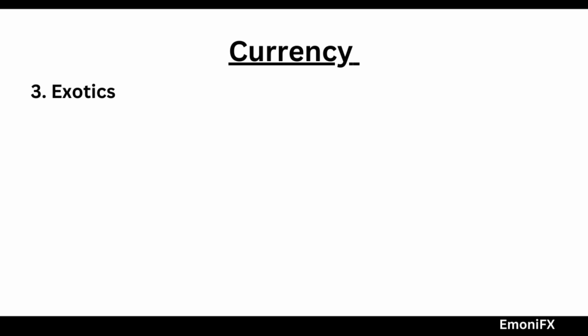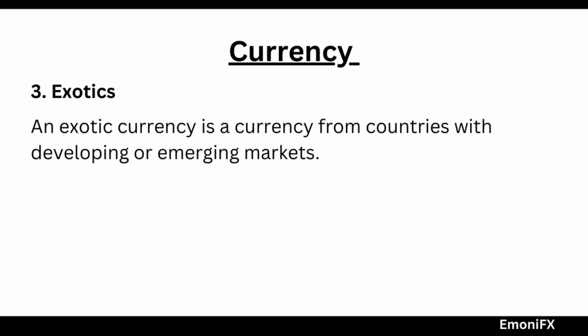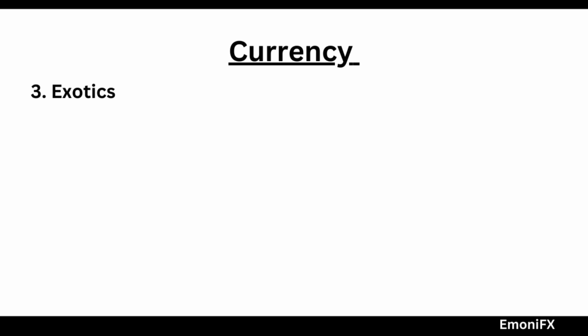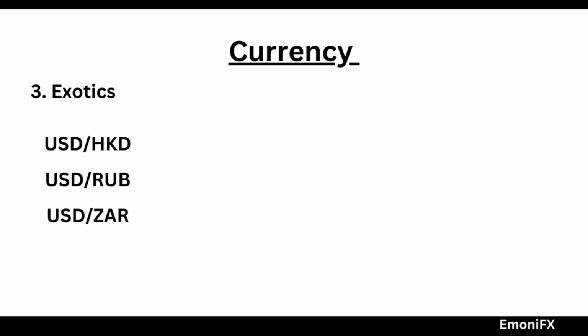Now, what are the exotics? An exotic currency is a currency from countries with developing or emerging markets. Now, taking note of the word developing. Exotic currency pairs are made up of one major currency paired with currency of an emerging economy, such as Brazil, Mexico, Indonesia, or Poland. Basically, an exotic currency pair includes one major currency alongside an exotic currency. So some examples of exotic currencies are the USD/Angolan kwanza, the USD/Russian ruble, the USD/South African rand, and the USD/Brazilian real.